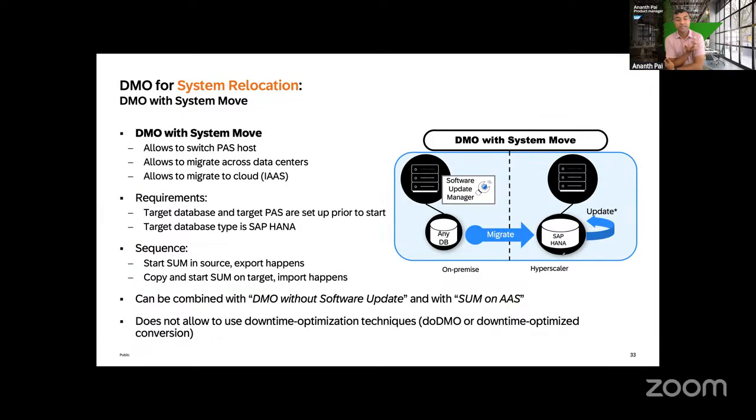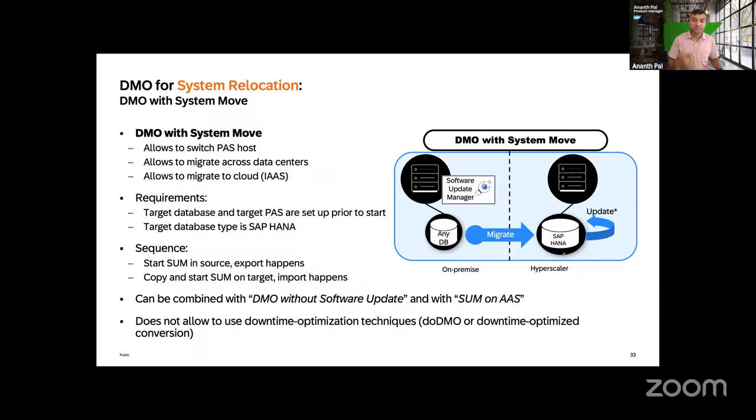The second option is DMO with system move. Now, there could be a possibility that you may not have a good network connection between your source and your target environment. Or you may have a connection, but you may not have sufficient bandwidth, or the latency is so huge, it could be in the tune of, say, 150 milliseconds or maybe 200 milliseconds, wherein running a DMO would be a very huge challenge. So in those scenarios, you can use the DMO with system move option.